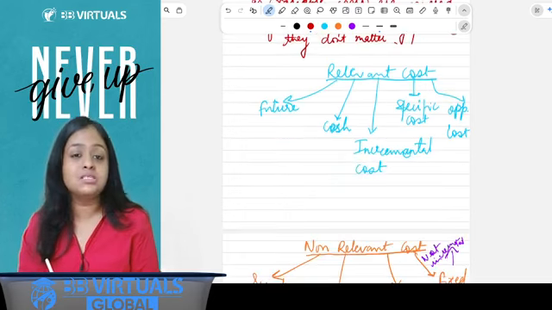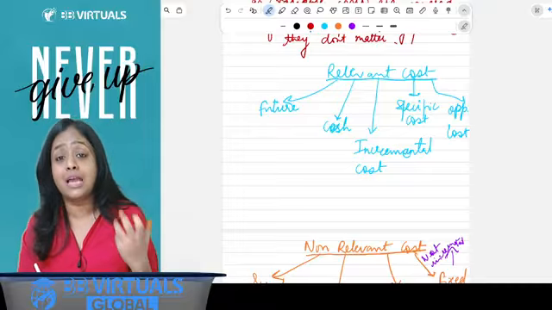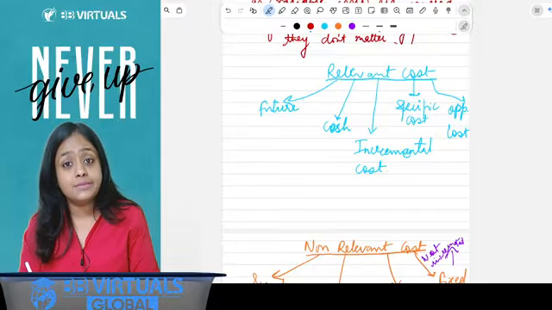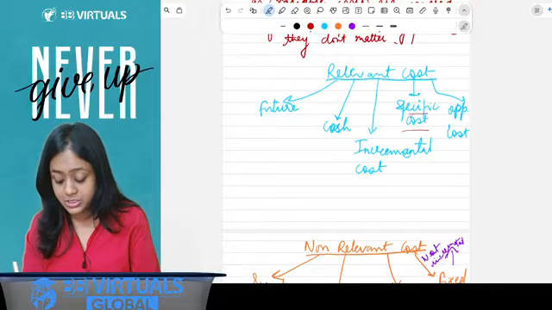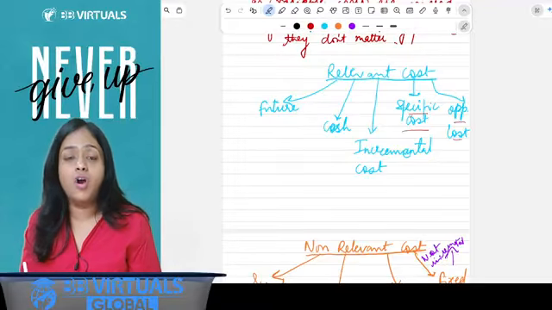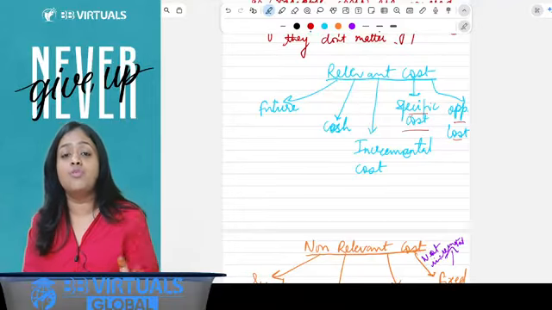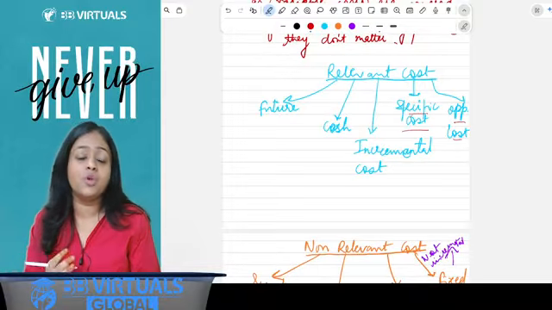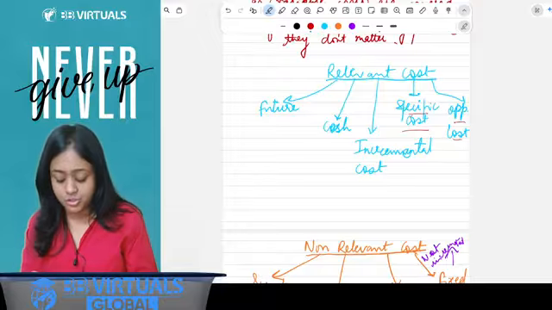So what are relevant costs? Typically, if I summarize, the cost which is future oriented, which has a cash effect, which will result in a cash outflow, which is incremental cost, which is specific cost like specific fixed cost for a particular project, and which is an opportunity cost. Opportunity cost is simply the cost or the contribution that you're losing because you're going for the next best alternative. You are not taking decision A, but you're going with decision B.